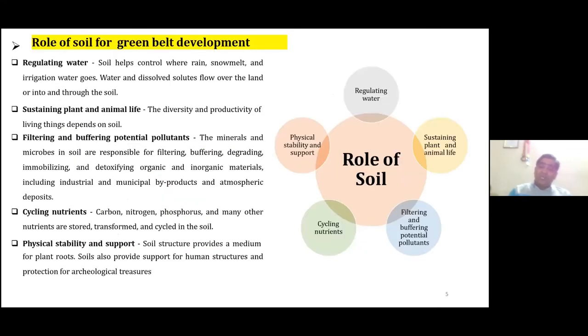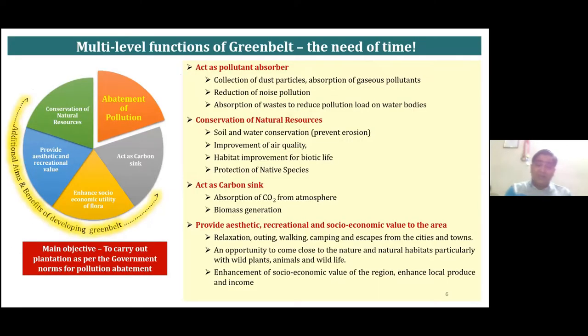Another parameter for the selection of species is the role of the soil. Soil plays a very important role in developing the green belt. It regulates the water, provides physical stability and support, and sustains plant and animal life. It also cycles nutrients, which is an important parameter, and provides filtering and buffering potential for pollutants. So soil plays a very important role in developing the green belt, especially in contaminated and polluted areas.